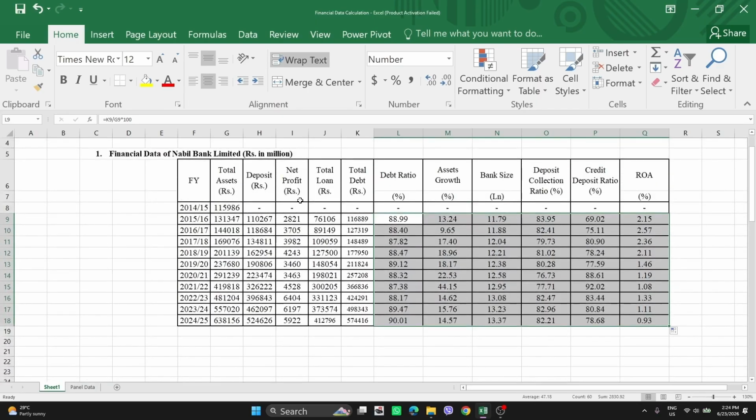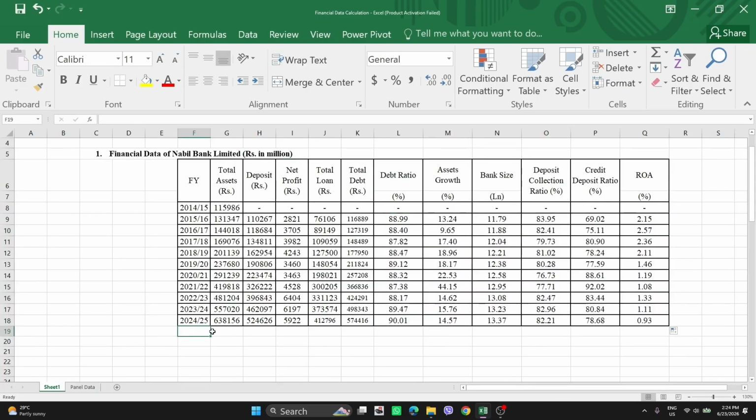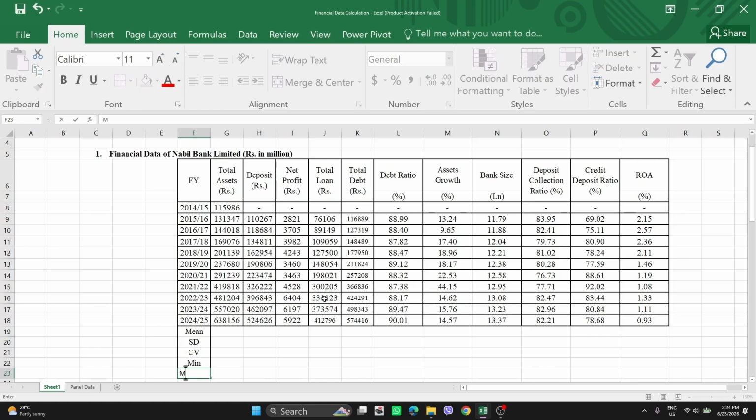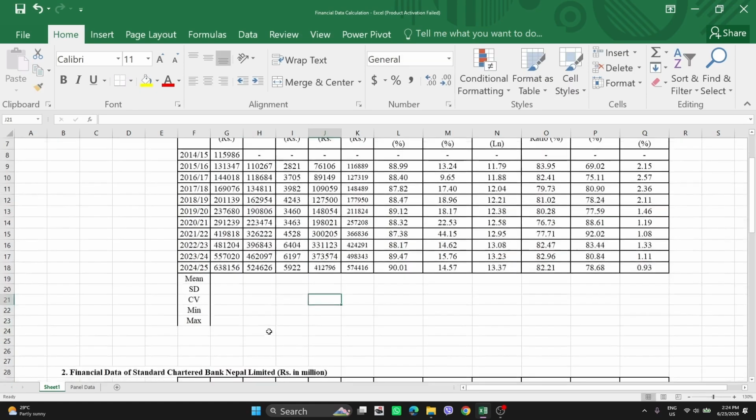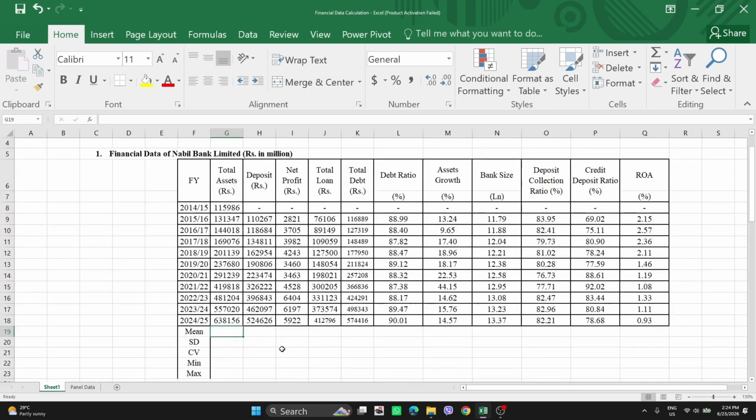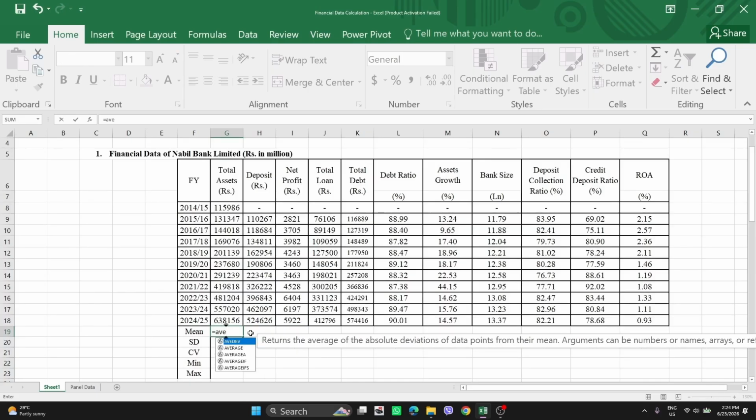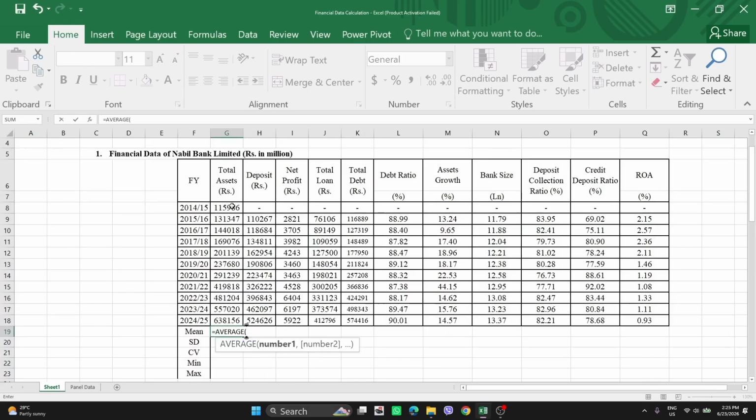At the same time, after calculating the financial variables, we also use statistical tools such as mean, standard deviation, coefficient of variance, minimum, maximum. Because these statistical tools enhance the analysis in a better way. So we can calculate the mean by typing equals AVERAGE. We select the average, then select the data of total assets over the 10 years. Then enter. Then we get the average value of total assets.